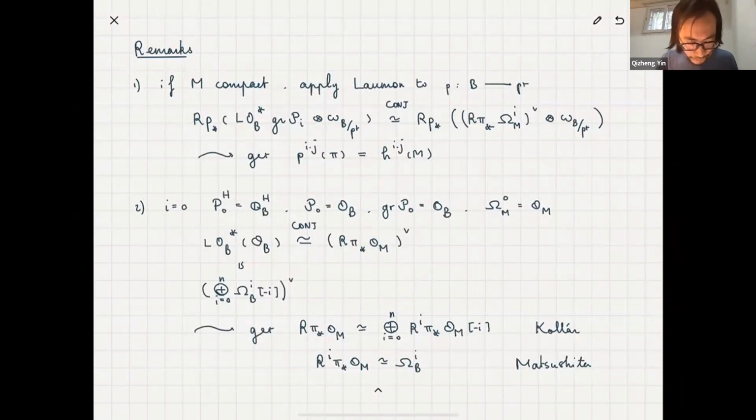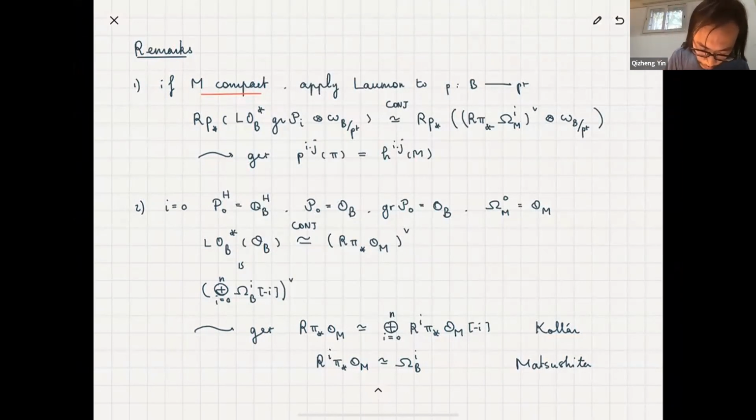So first of all, I'll make some remarks on why this recovers the previous perverse Pij equals Hodge J. So if M is compact, first of all, the conjecture makes sense without any compactness assumption. But when you have a compact manifold M, you can apply Lomond to this. I have to say that for Lomond to work, you have to assume the map to be proper. So now the B to a point is proper, and then you can apply Lomond again.